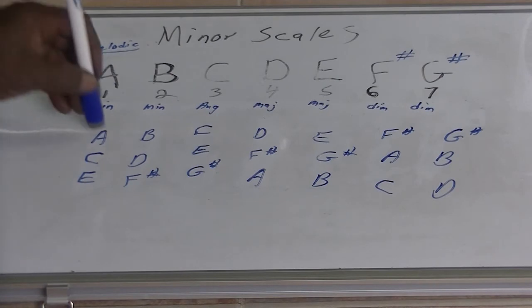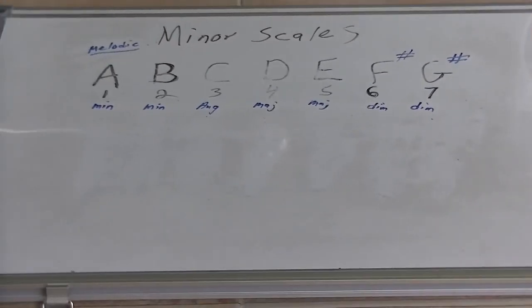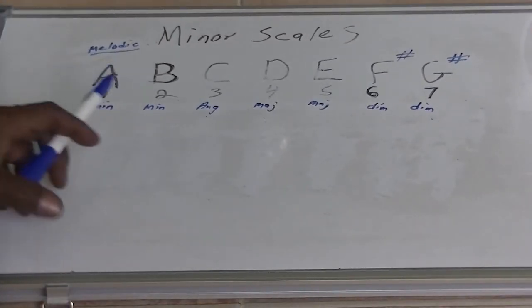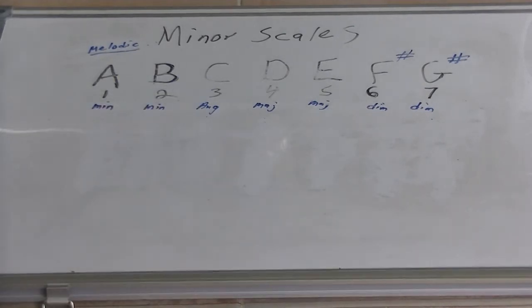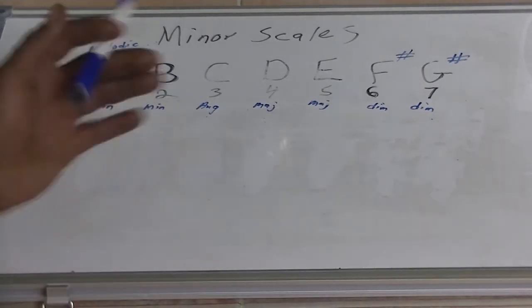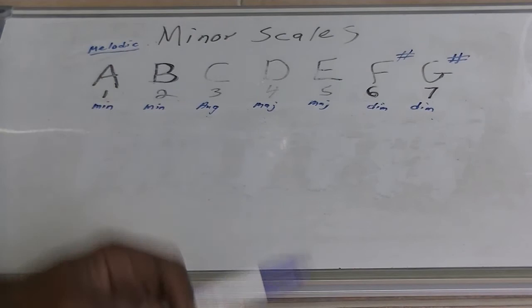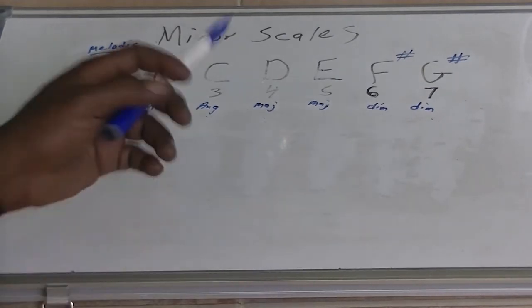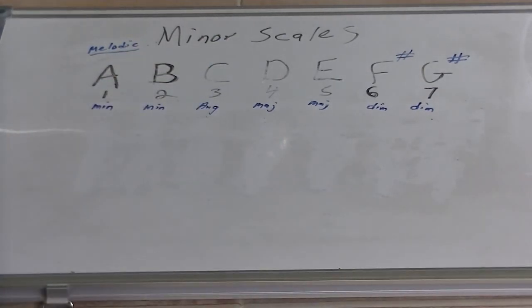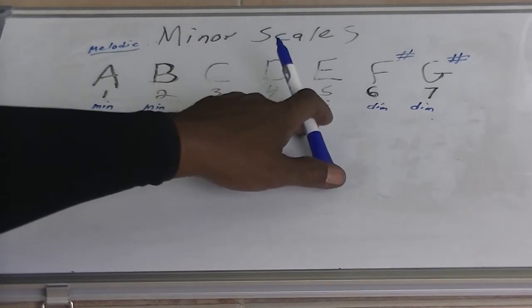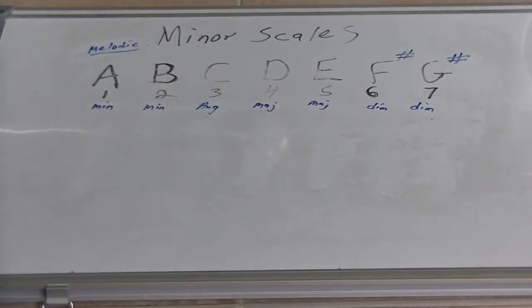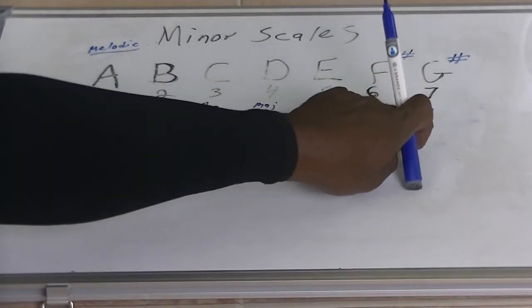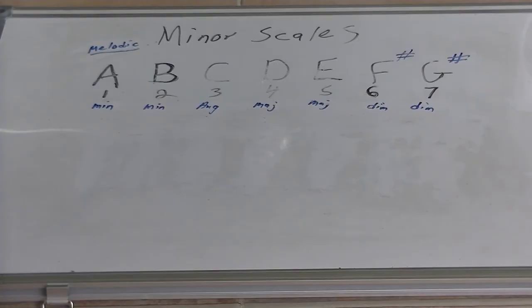Let me just take this stuff out of here. We have the 1 chord as minor and the 2 chord as minor. And these are the only 2 minor chords that we have. We have the 3 chord as augmented. The 4 chord and the 5 chord are both major. And the 6 chord and the 7 chord are both diminished.